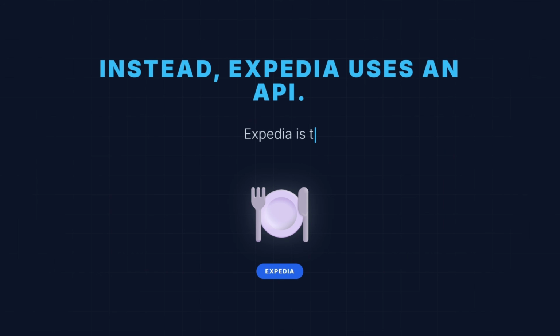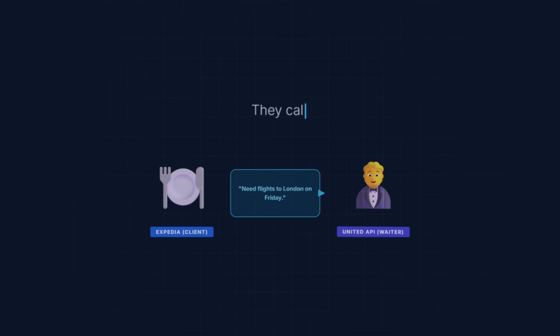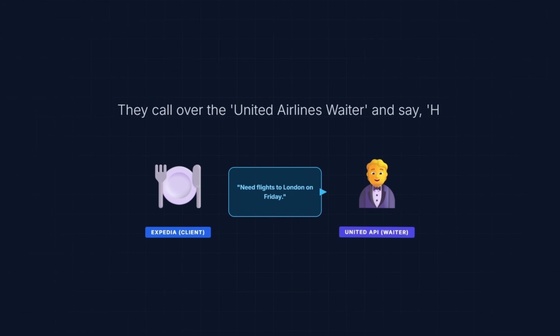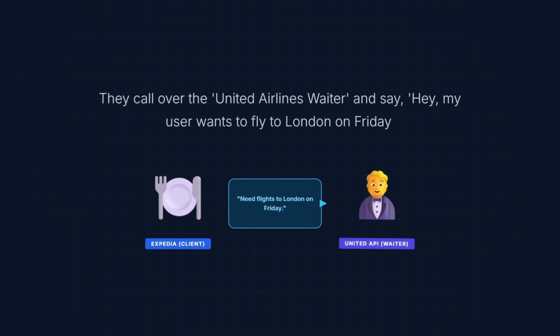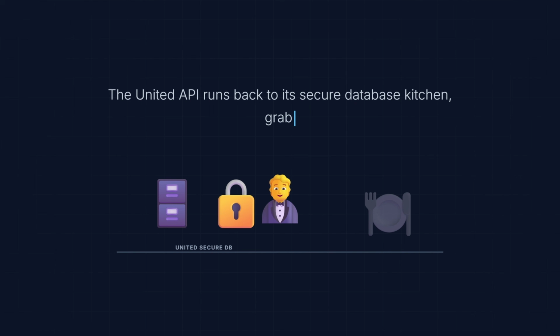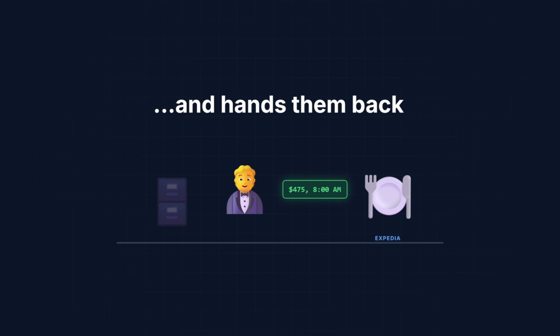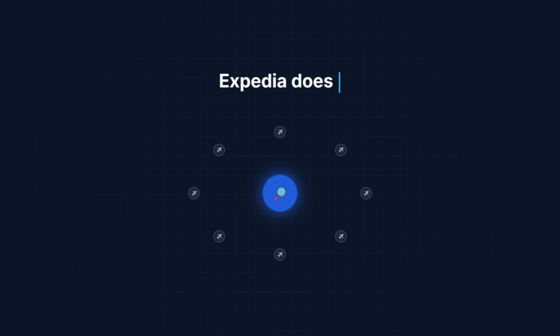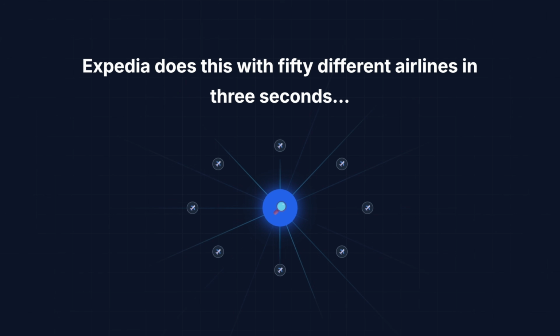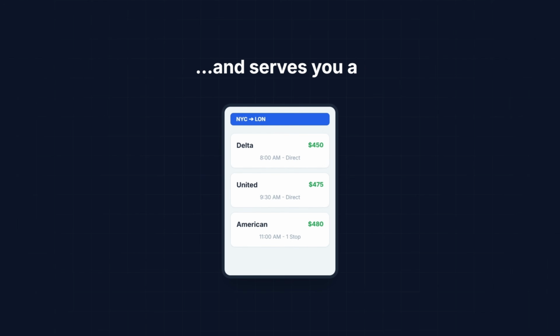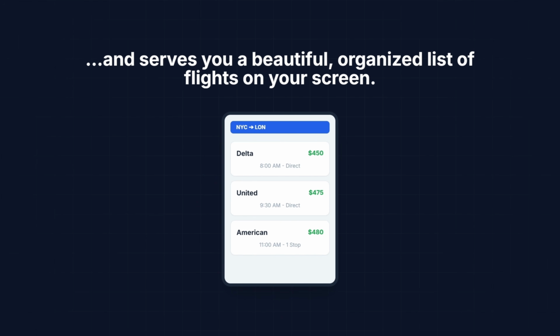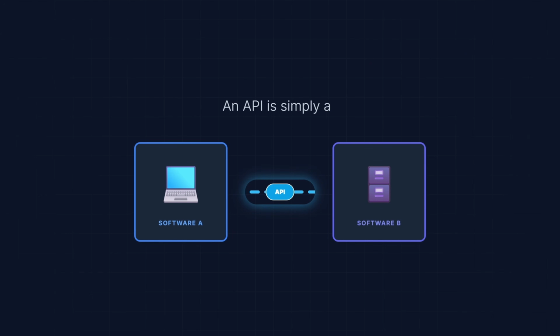Instead, Expedia uses an API. Expedia is the customer sitting at the restaurant table. They call over the United Airlines waiter and say, "Hey, my user wants to fly to London on Friday. What do you have?" The United API runs back to its secure database kitchen, grabs the flight times and the ticket prices, and hands them back to Expedia. Expedia does this with 50 different airlines in 3 seconds and serves you a beautiful, organized list of flights on your screen. An API is simply a digital messenger.